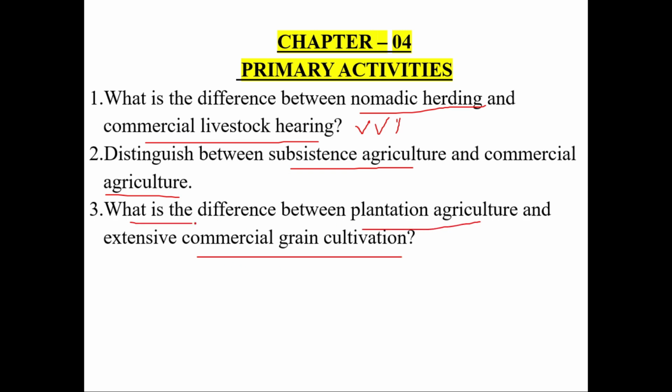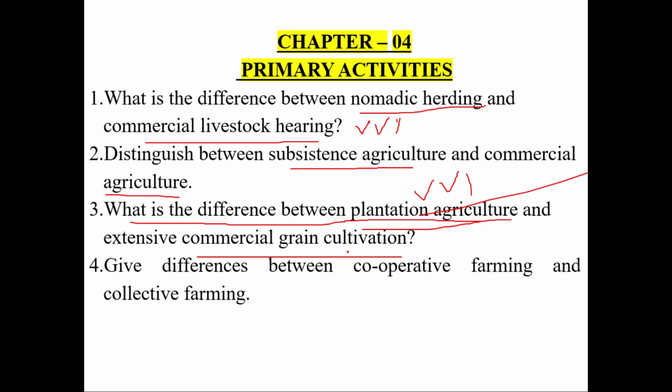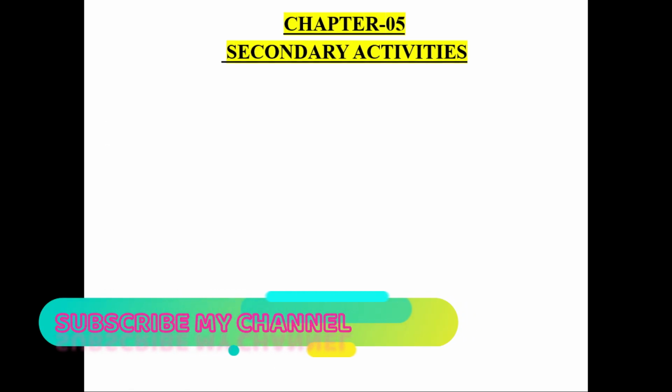But the characteristics of plantation agriculture and the different examples are very important, VVI. Basically, plantation agriculture related questions actually come in the board examination. Then cooperative farming and collective farming are also important, but this is basically a 3 marks question that may be asked. You can follow this question.